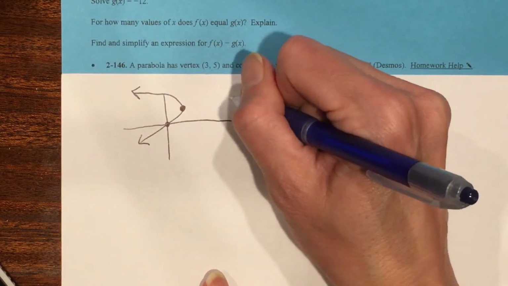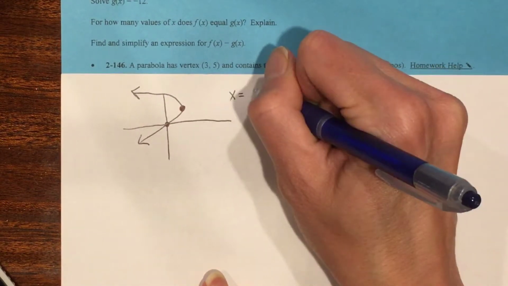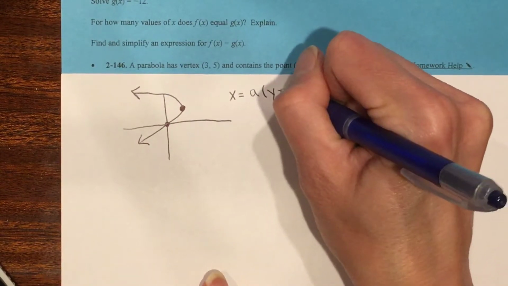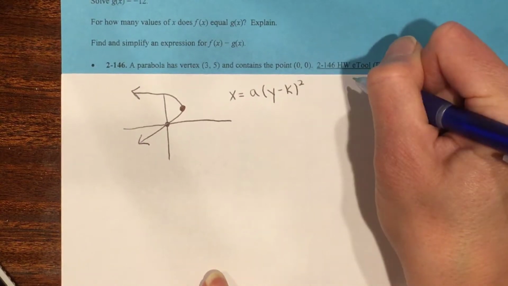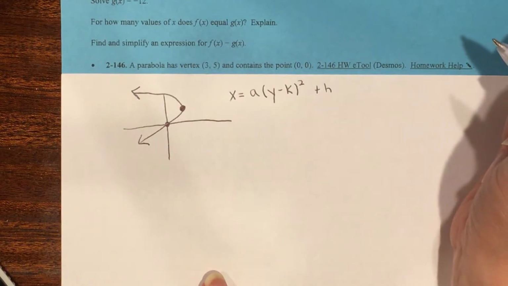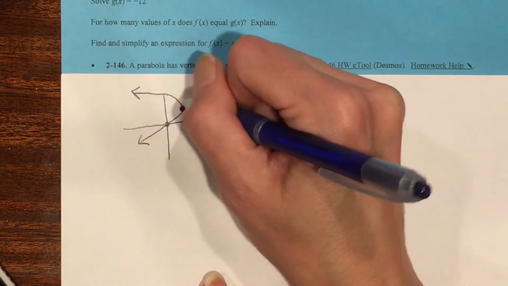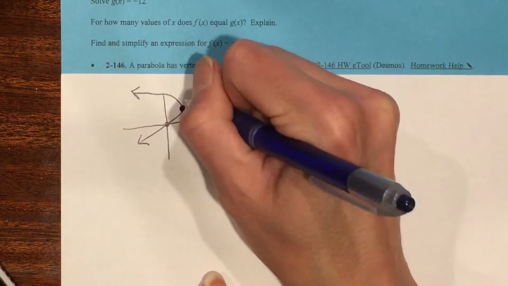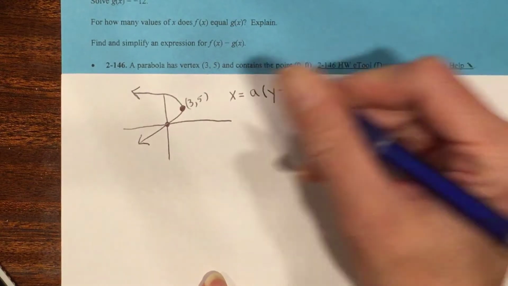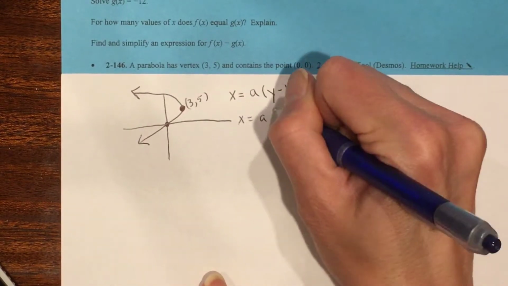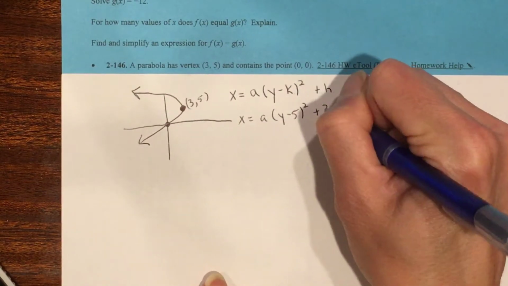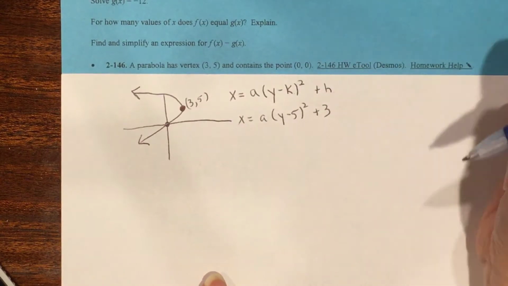Instead of starting with y equals, we'll start with x equals. We still have an a value. But instead of having x minus h, we're going to have y minus k here. And then we're going to put the plus h at the end. It could work exactly the same way. Fill in h, k. H, k is still 3, 5. It's just a little backwards now because the k stays with y and the h goes at the end. So y minus 5 and then plus 3 at the end.